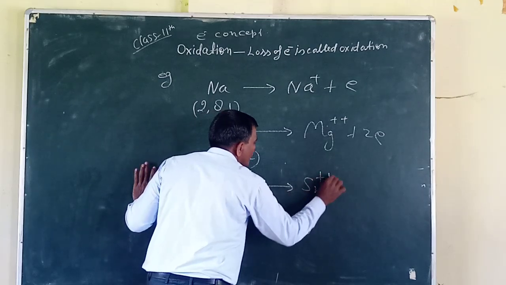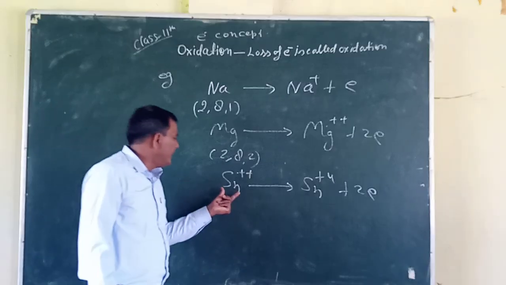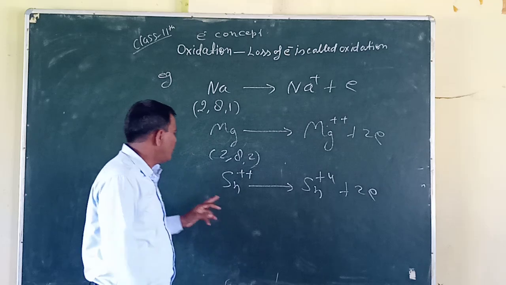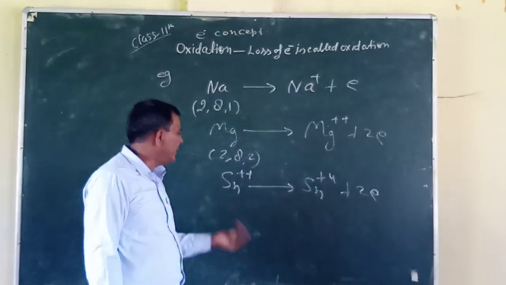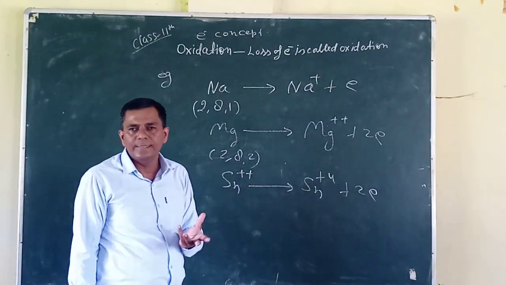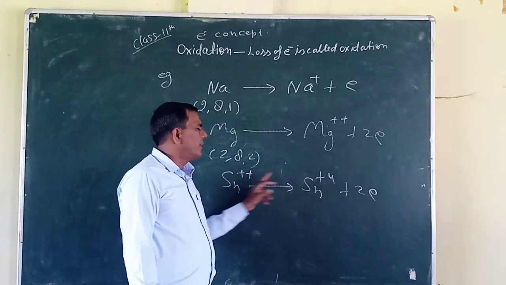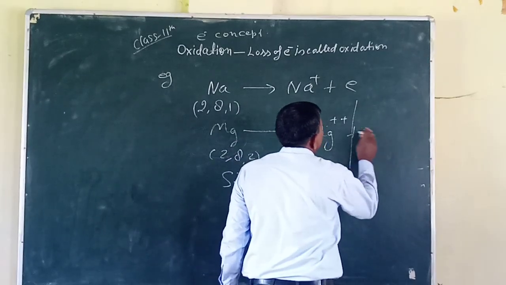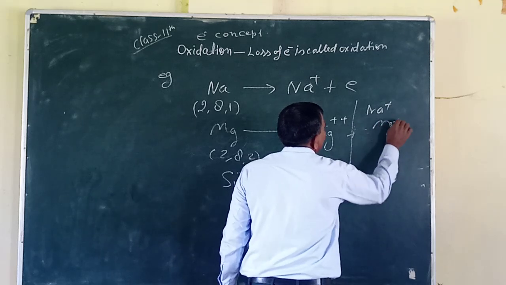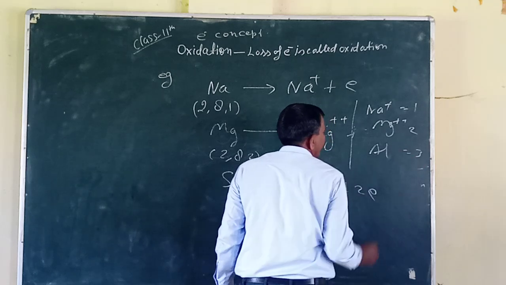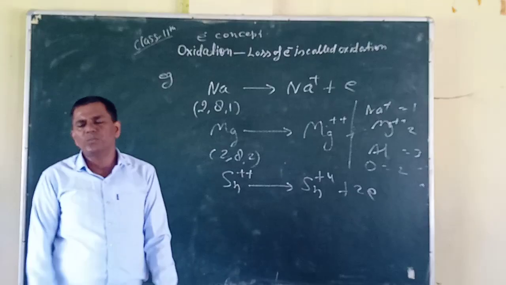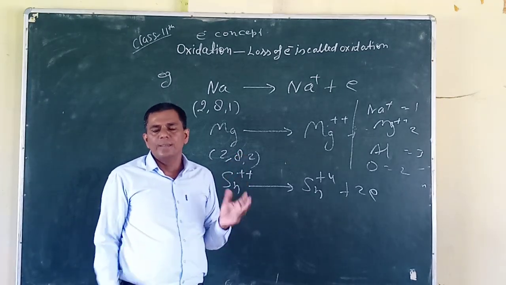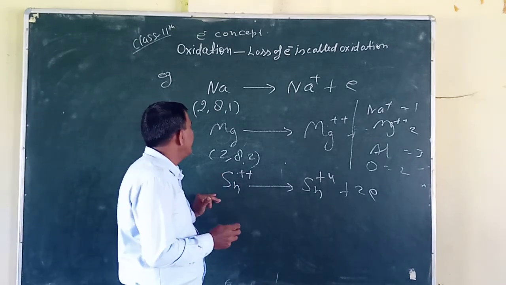Further, suppose Sn2+ goes to Sn4+ plus 2 electrons. Sn2+ has two positive charges, and Sn4+ has four, so the difference is two electrons. That means in this case the valency of the element is increased. You should also learn the charges: sodium 1, magnesium 2, aluminum 3, oxygen 2, and how to balance them. So this is the oxidation process on the basis of electrons: removal of electron is called oxidation.